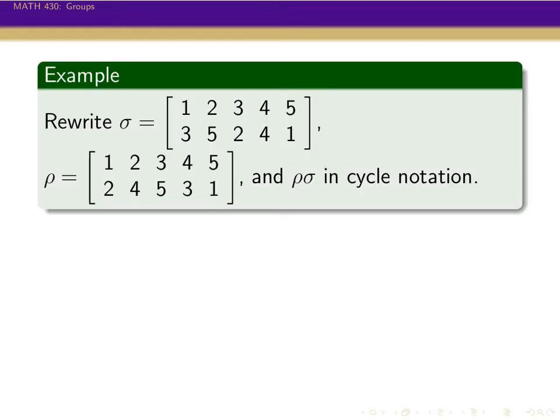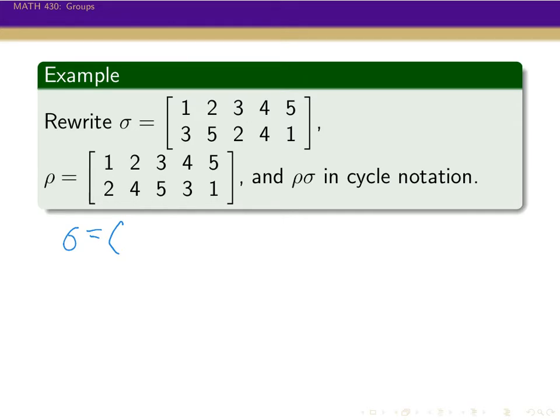Okay, so here's permutations back in the notation we were using in the last video for them, where it lists out the domain and then where everything gets sent to underneath it. Let's rewrite this in cycle notation. So let's start off with sigma. It's easiest to write these down one at a time, start with one number, and then go through the cycle that's involved in it.